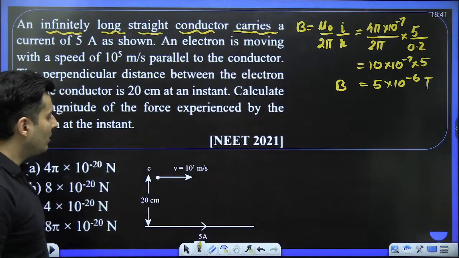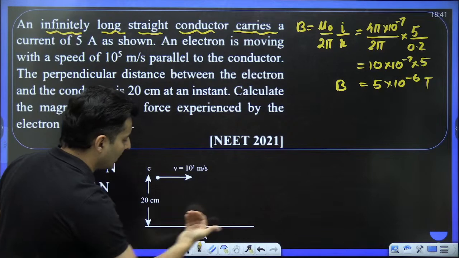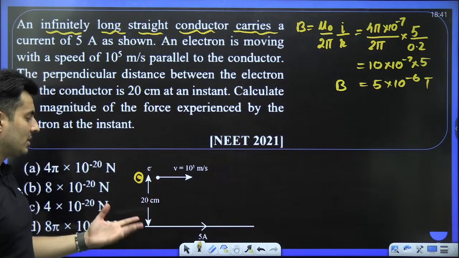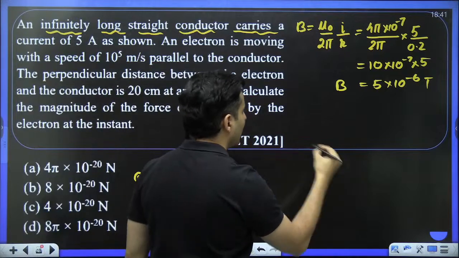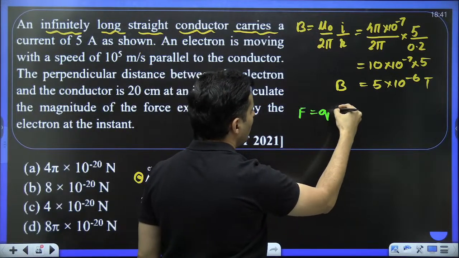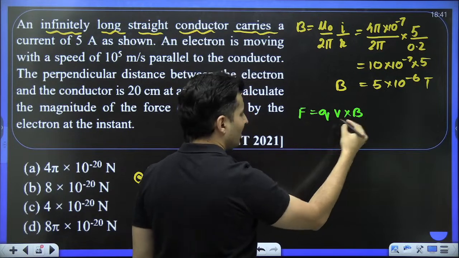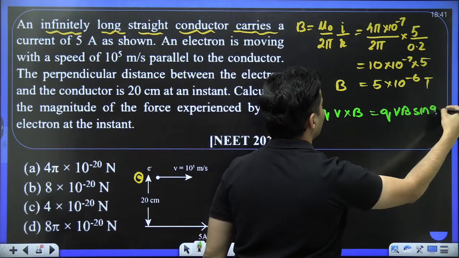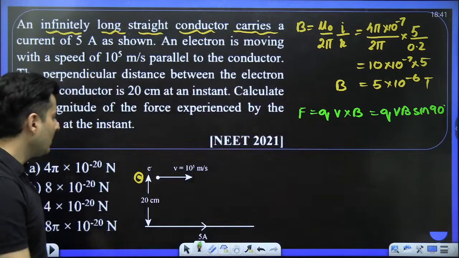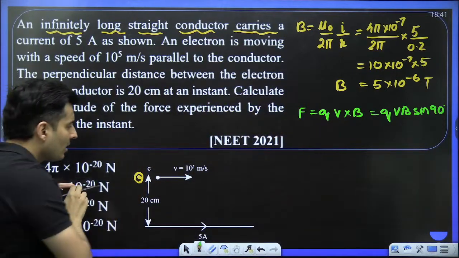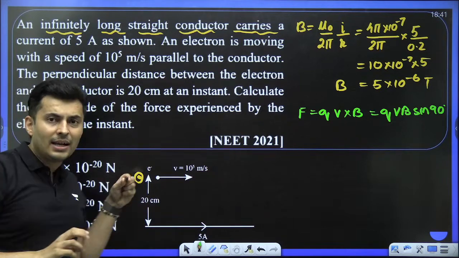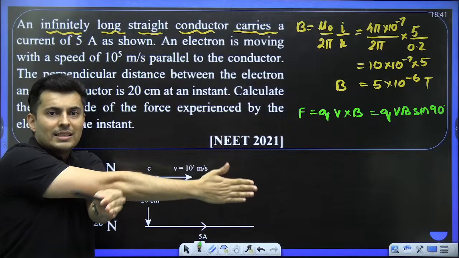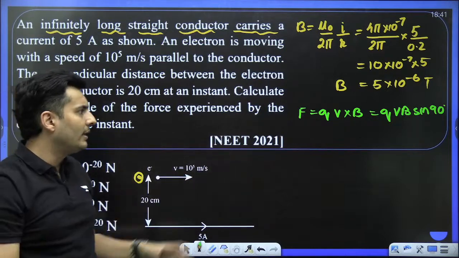Now because of that magnetic field, the current is going like this. The magnetic field will come towards you. There will be a force, and that force is given by Q V cross B. Basically, it will be Q V B. In this case, it is sine 90. So why is it sine 90? Because the magnetic field is towards you. Velocity is this way. You can see the angle between the magnetic field and velocity is 90 degrees.